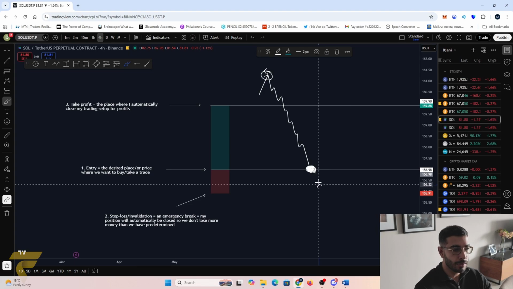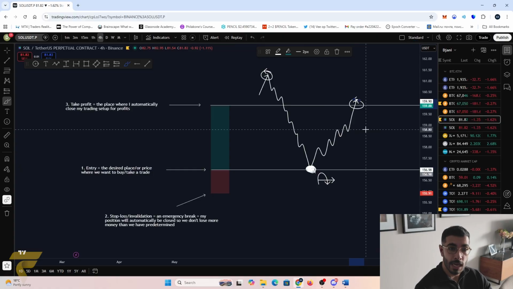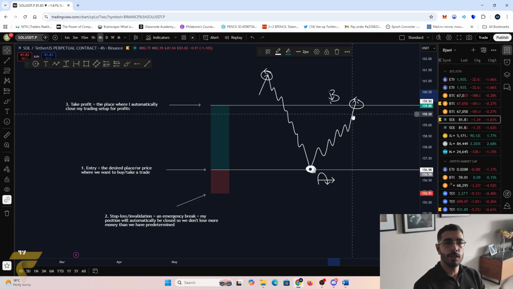I need a starting point. This is my starting point, point number A, and whenever price tends to go up in the desired direction, this is what I consider to be point B. And whenever we reach point B, that's where I say, done deal, thank you market, I'm going to realize the profits, put the money in the pocket, and we move on to the next trade. So these are the three key components of every single trade: your entry, your stop loss or invalidation, and your take profit target. Now you know the theory.